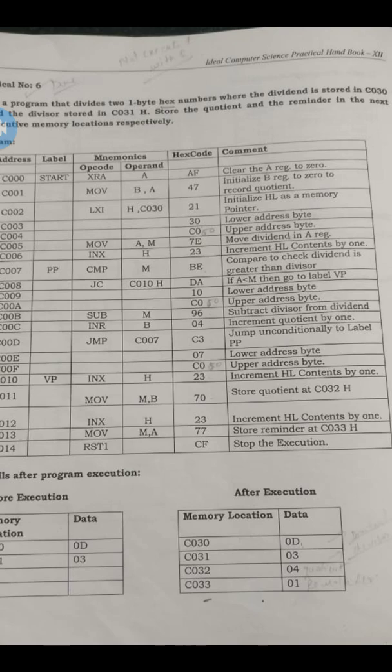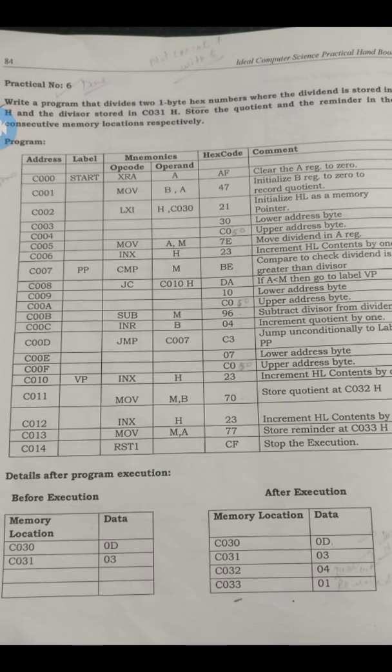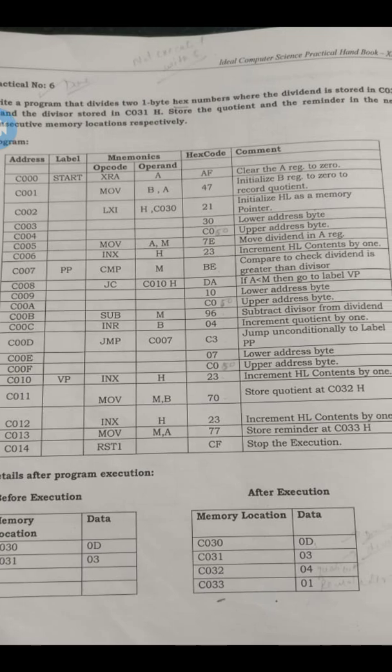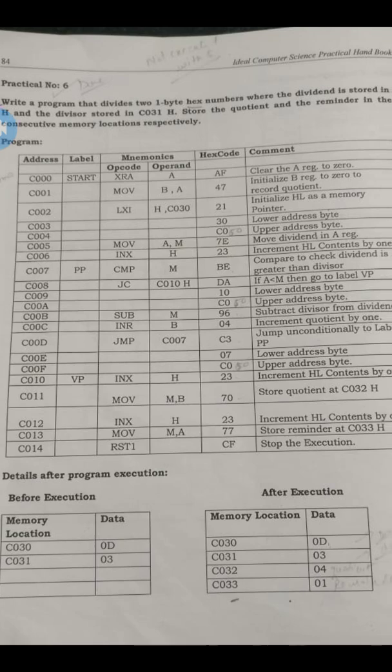So the next instruction is the INX instruction. INX means now it will point to the next memory location 6031, because we have to get the divisor. That's why we have to increment the value with INX. So INX H, the hex code of INX is 23. This instruction will increment the HL contents by 1. So till this instruction we have got the dividend as well as the divisor.